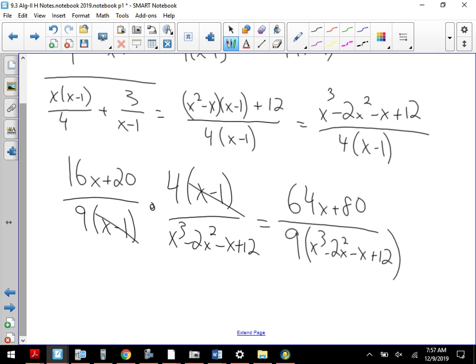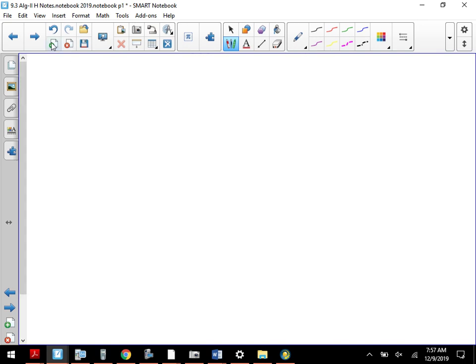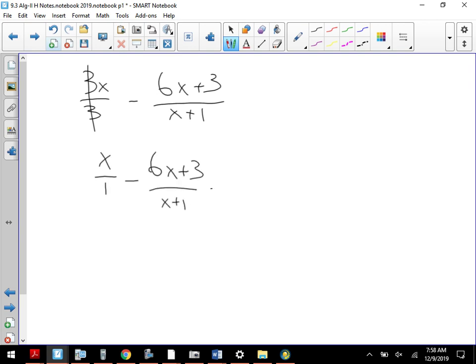On 5, so right off the bat, I'm simplifying the 3's. Okay, I simplify the 3's right away, and now all I like to do is multiply everything by the common denominator, the x plus 1. If you did it later, it would have still done the same thing. So this just basically turns into x over 1 minus the 6x plus 3 over x plus 1.